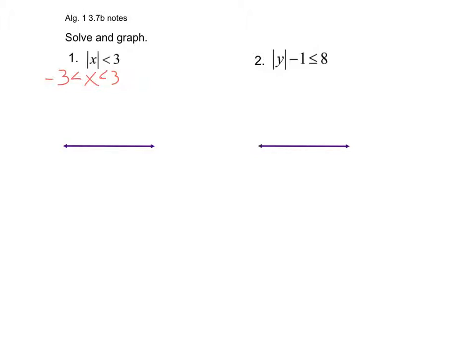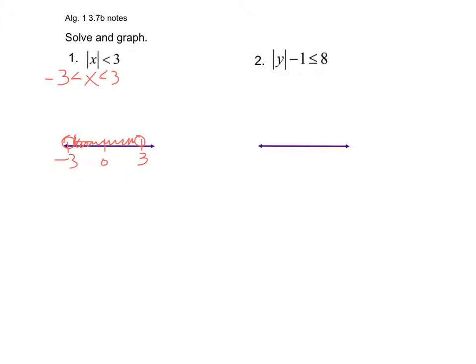So now I'm going to graph it. I've got my compound inequality sitting there. I've got 0 right there, 3 is right there, and -3 is right there. It does not include either one of those two, and I would have all of the values in between here. All right, so that is how we do number 1.